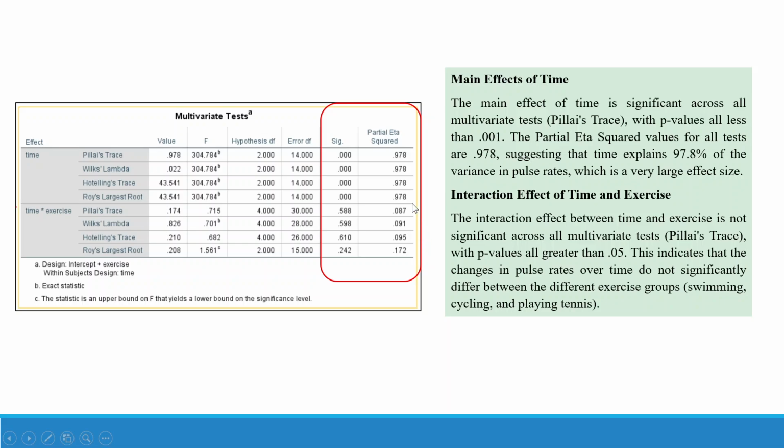Now let's talk about the interaction, time with exercise. Just see these p-values. The interaction effect between time and exercise is not significant across all multivariate tests, with p-values all greater than 0.05. This indicates that the change in pulse rates over time do not significantly differ between the different exercise groups. The exercise groups are swimming, cycling, and playing tennis.